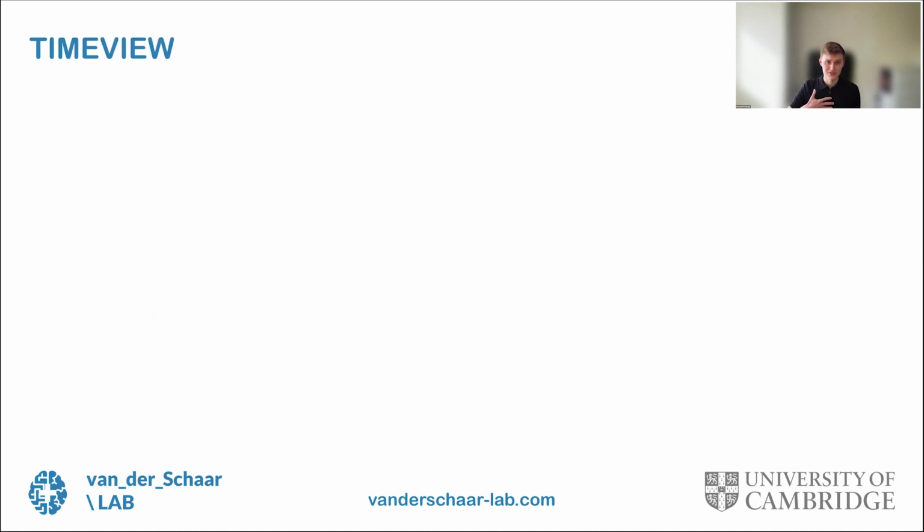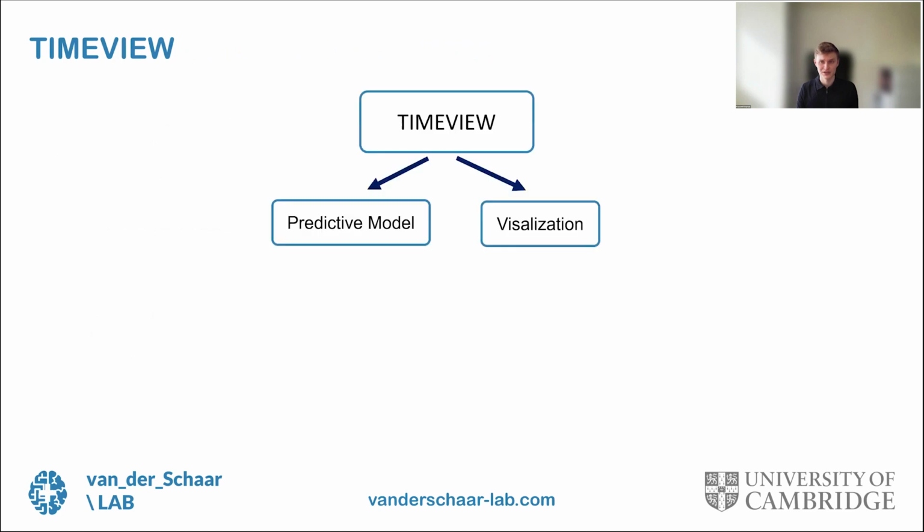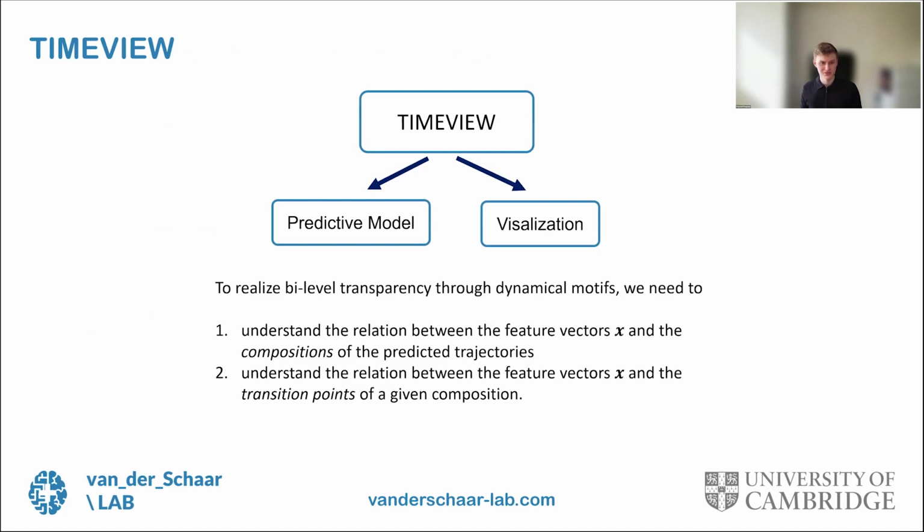So now we'd like to present an example of a simple model adhering to our framework that we call TimeView. It consists of two parts, a predictive model and a visualization tool. To ensure that TimeView is bi-level transparent and to use dynamical motifs for it, we need to satisfy two things. One, we need to understand the relation between the feature vector x and the composition of the predicted trajectory, and understand the relation between the feature vector x and the transition points of a given composition.